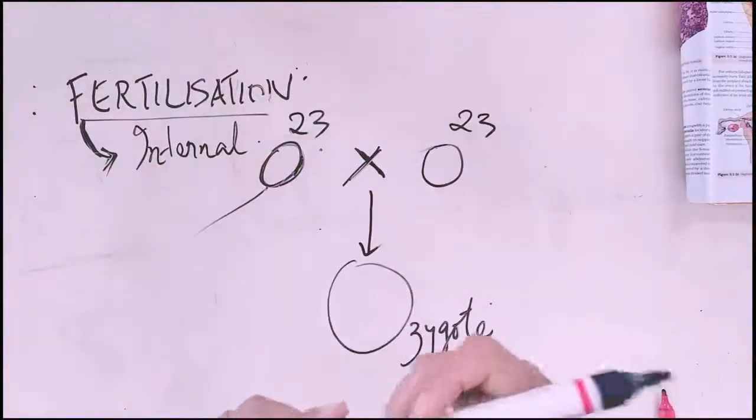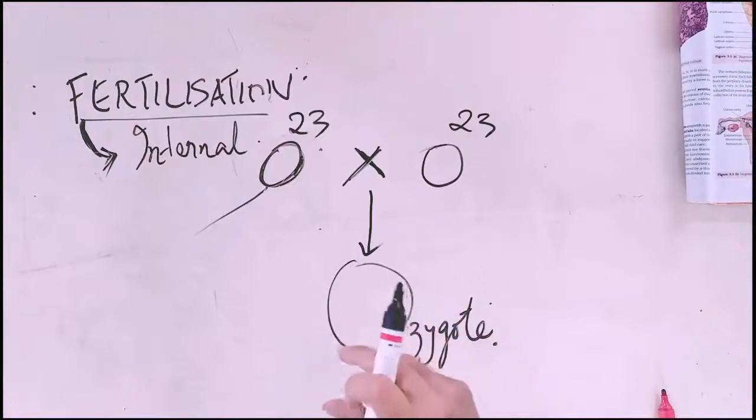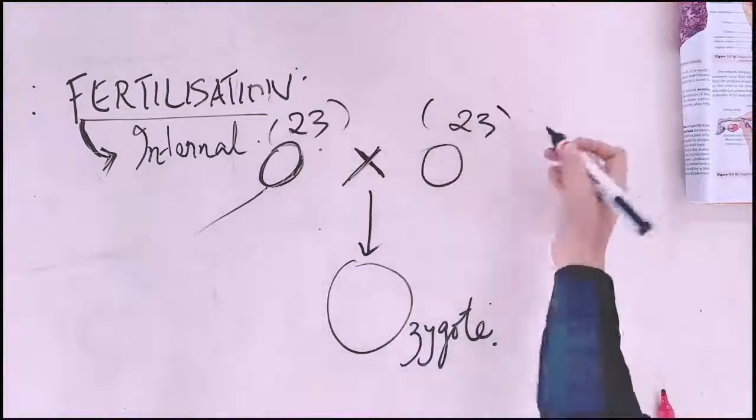That is because of spermatogenesis and oogenesis, how the sperm is formed and how the ovum is formed. In the last class we did spermatogenesis and oogenesis, where sperm and egg or ovum are formed. So why 23 chromosomes?